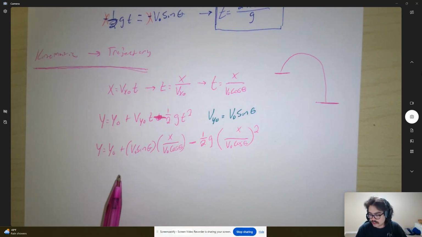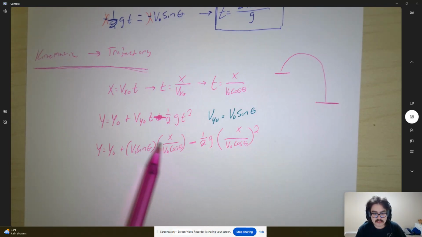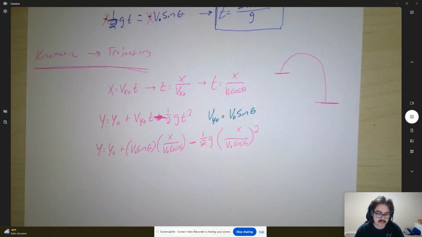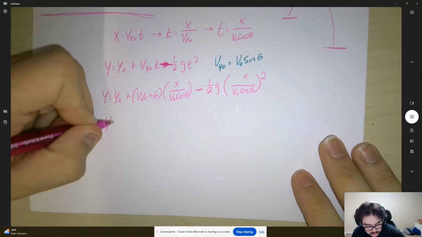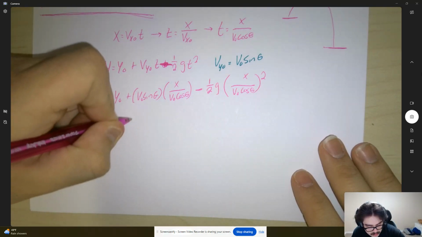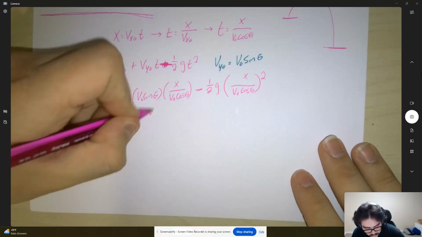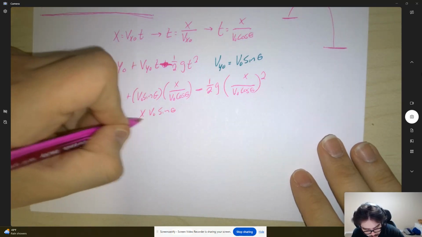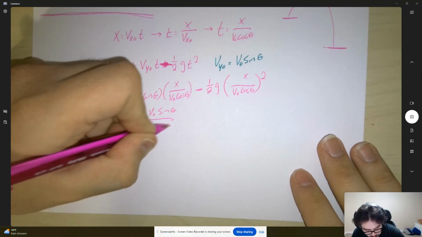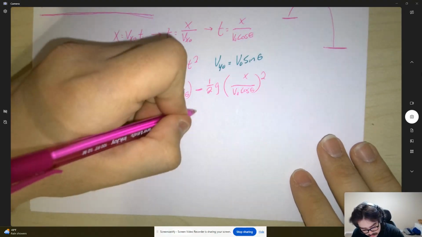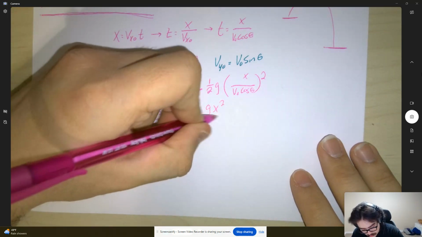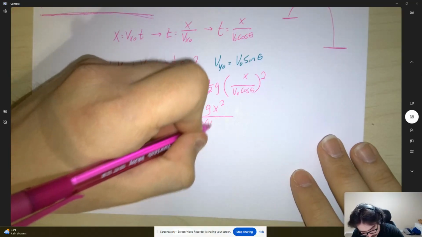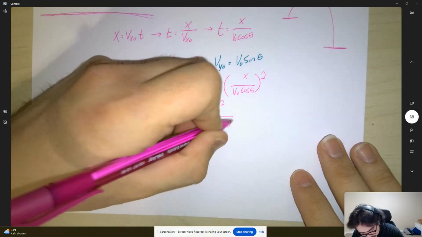This y naught's just going to kind of chill. He's not really going to do anything. What I'm going to do now though is condense this middle and this end term to each be in one fraction, so that I can make it at least a little bit nicer, and I can actually cancel out some stuff when I do that. So when I add this, this is going to be x v naught sine theta over v naught cosine theta, minus, when I do this, gx squared over 2 times v naught cosine theta squared.